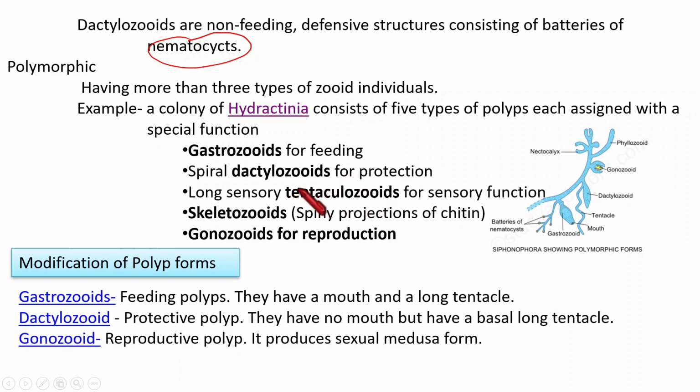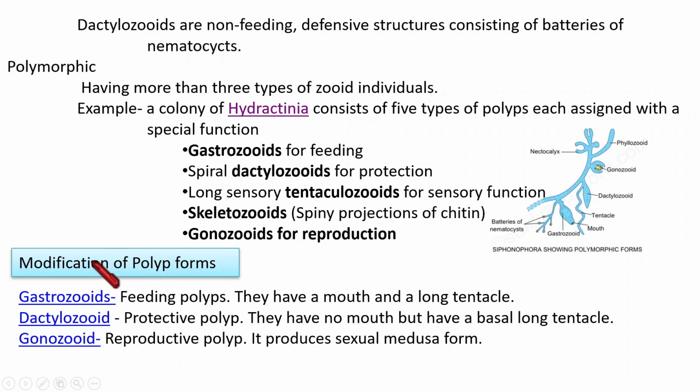Normally, organisms use them to perceive sensory impulses, sensory cues. So tentaculozooids, their function is also sensory. Then skeletozooids. Skeletozooids are certain spiny projections of chitin. Then the last one, gonozooids. Gonozooids, gono means something relating to the gonad, so it is concerned with reproduction. So these are the 5 different types of zooids that we can see in Hydractinia.